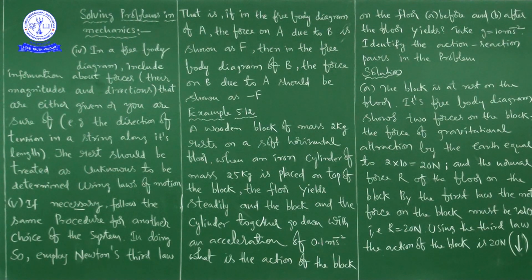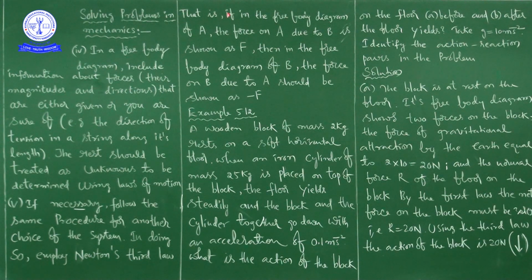So what is the system? You can decide ourselves. I discussed this in the third step, second step and first step. Based on the first three steps, we got an idea how to define a system. Sometimes by combining 2-3 bodies as one system, and sometimes one body is one system, another body is another system, in that manner. In doing so, use Newton's third law. What we are doing here is following the procedure for another choice of the system, what we followed for the previous system.